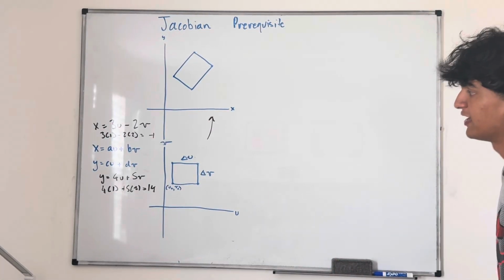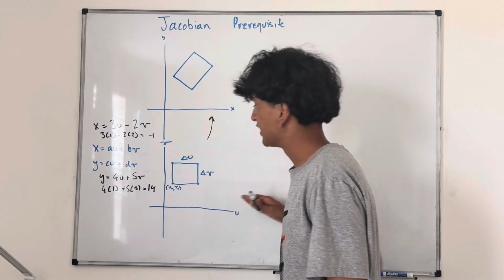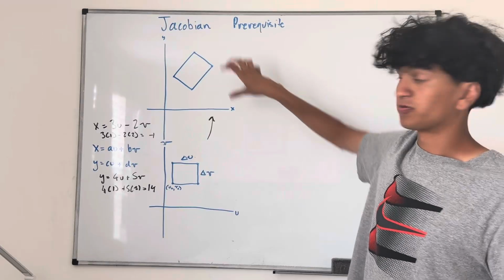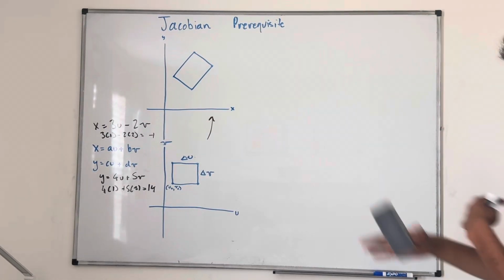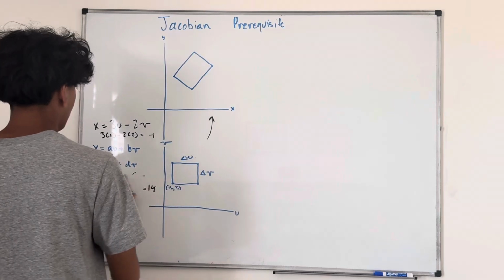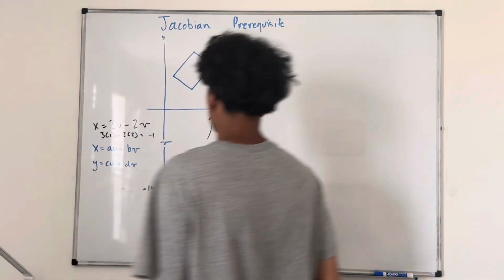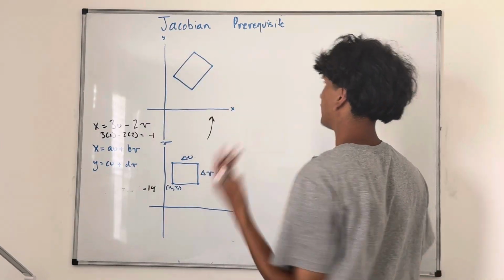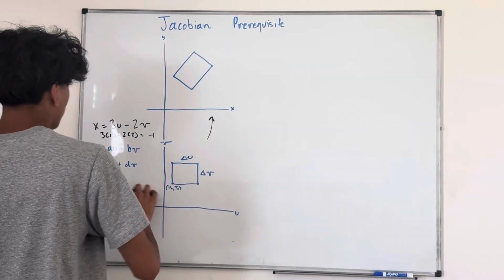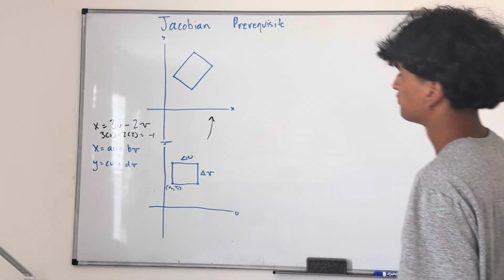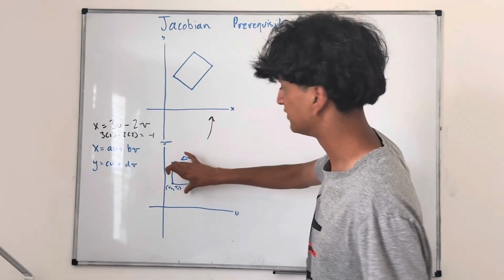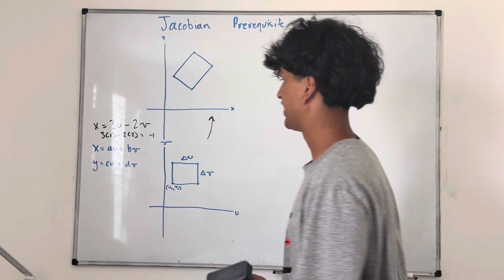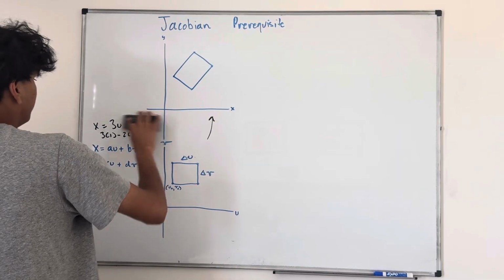One thing I haven't made clear is that this is a parallelogram. This does not have any curves. All the lines are straight, and these two side lengths are parallel with the v-axis, and these other two side lengths end up being parallel with each other. This is because this is what we call a linear transformation. It's AU plus BV.